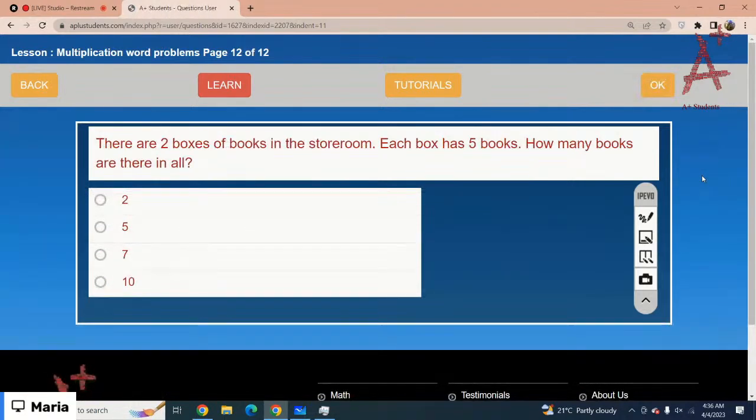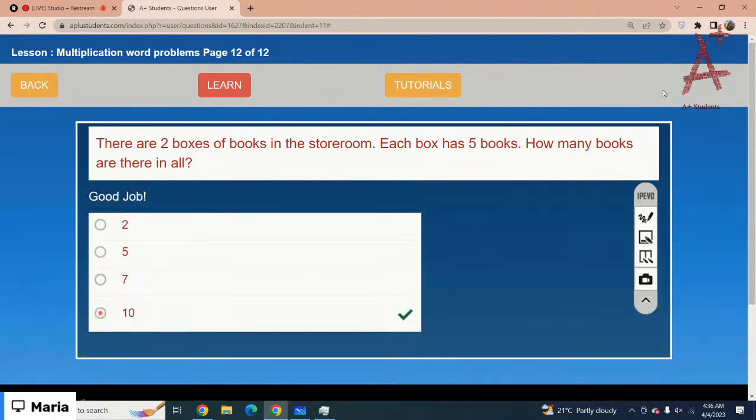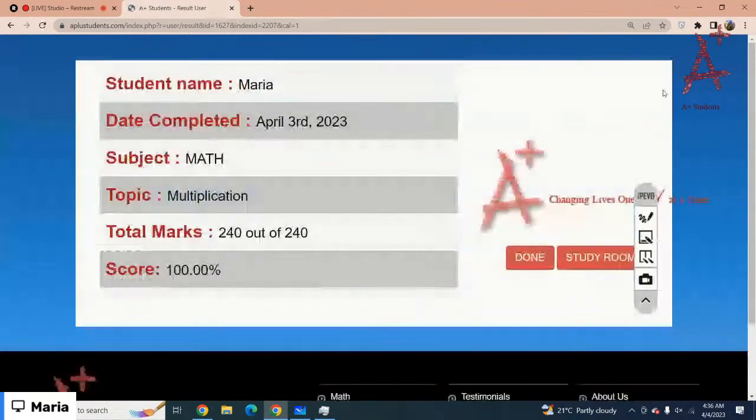Okay, there are 2 boxes of books in the storeroom. Each box has 5 books. How many books are there in all? Yes, very good. 5 times 2 makes 10. Got it? That means there are a total of 10 books. Got it? Okay, we are done with the test.